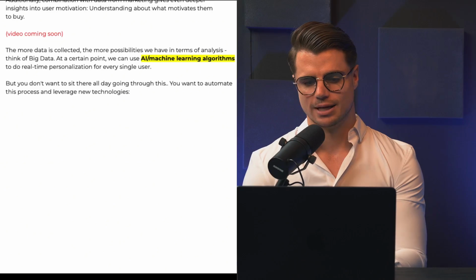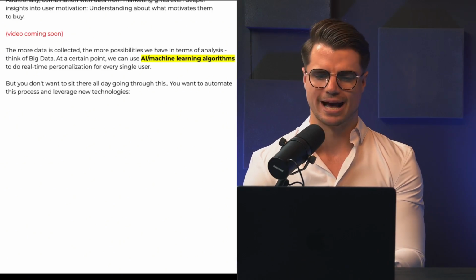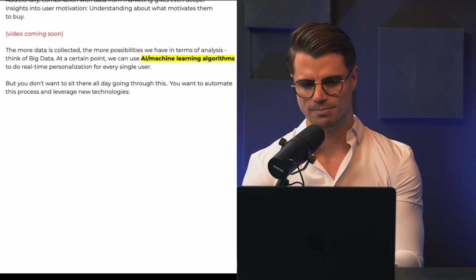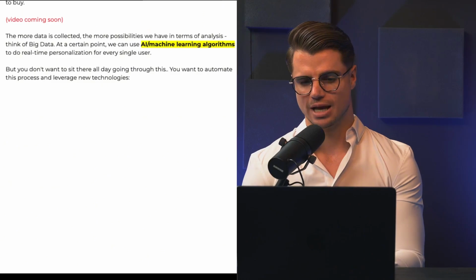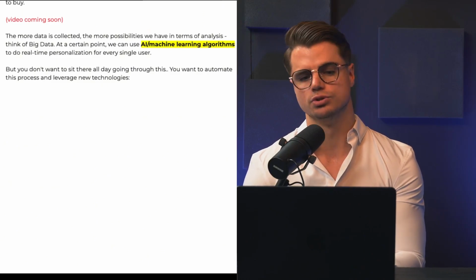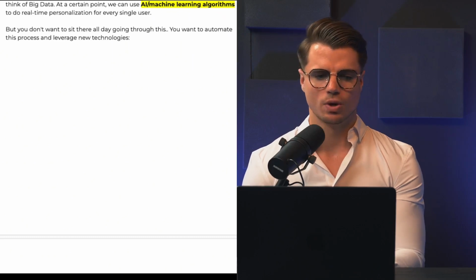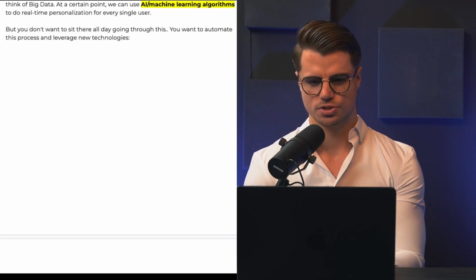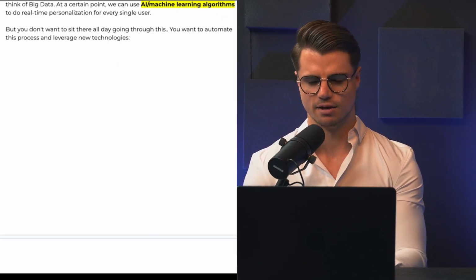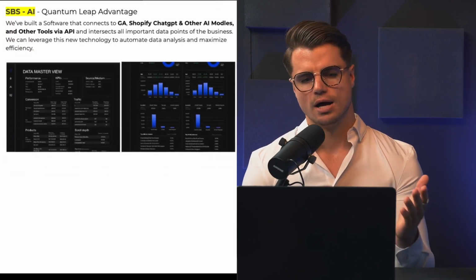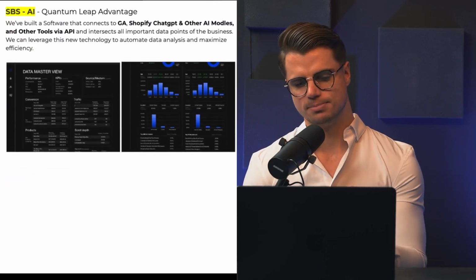The more data that is collected, the more possibilities we have in terms of analyzing and thinking big at certain points. We can use AI machine learning algorithms to do real-time personalization for every single user. But you don't want to sit here all day, going through this. So you want to automate the processes and leverage new technologies. So this is what we call the AI Quantum Leap Advantage.